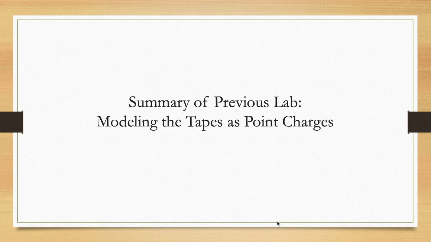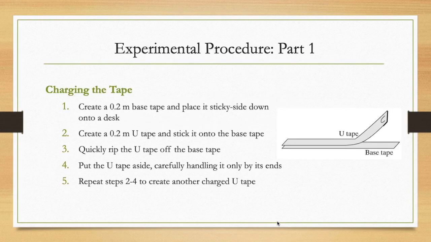Now I'm going to briefly summarize the results of the previous lab where we modeled the tapes as point charges. So in part 1 of the previous lab, the main objective was to prepare the charged U tapes. I did this by creating a base tape, sticking a U tape on the base tape, and then quickly ripping the U tape off.